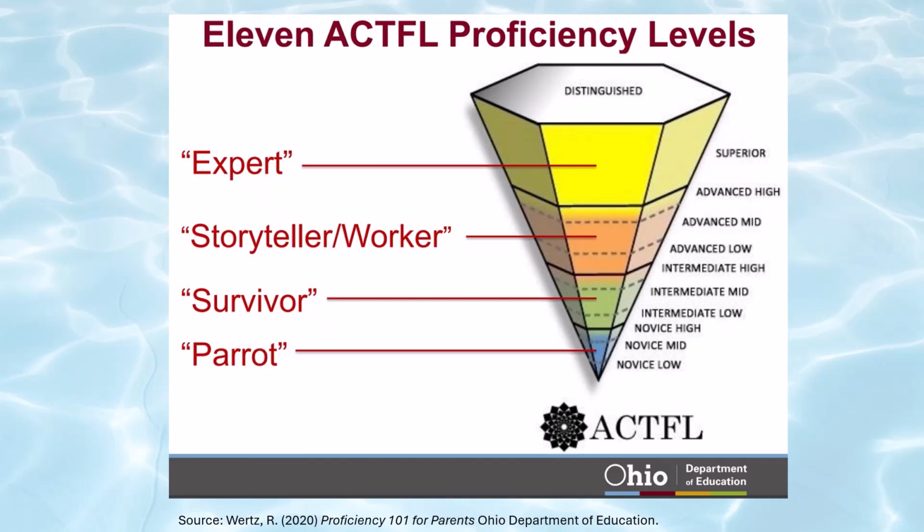So now that we've made the distinction between performance and proficiency, let's take a deeper dive into proficiency. Here are the 11 ACTFL proficiency levels. And one way you may have heard the levels described is that at the novice level, we function like parrots. And then as we move up to the intermediate level, we're using survival language. Then, as we get into the advanced levels, we're storytellers and we can function in the target language in work settings. Finally, at the superior level, we're experts in the target language.